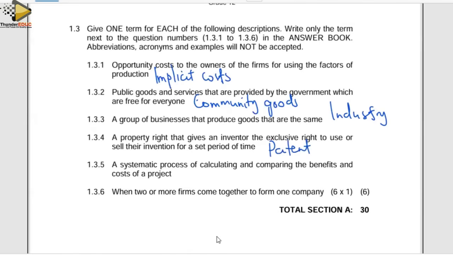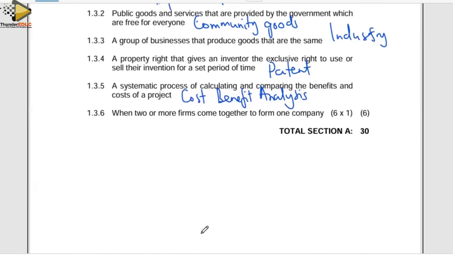Then we also look at a systematic process of calculating and comparing the benefits and costs of a project. We are talking of the benefits and the costs, which implies that you are looking at a cost-benefit analysis. Right. That comes to number 1.3.6, when two or more firms come together to form one company. Two or more come together, we are saying they are merging. It's a merger.